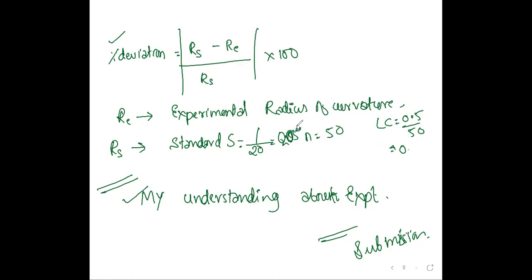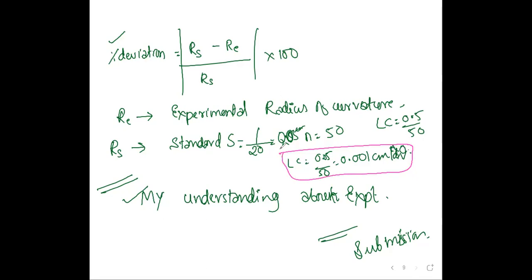Okay, in centimeter, right? Yes. Is it 0.05? So the answer is 0.001. Yes, you are right. The least count is equal to 0.05 divided by 50, which is 0.001 centimeter per division, right? So this is the least count.